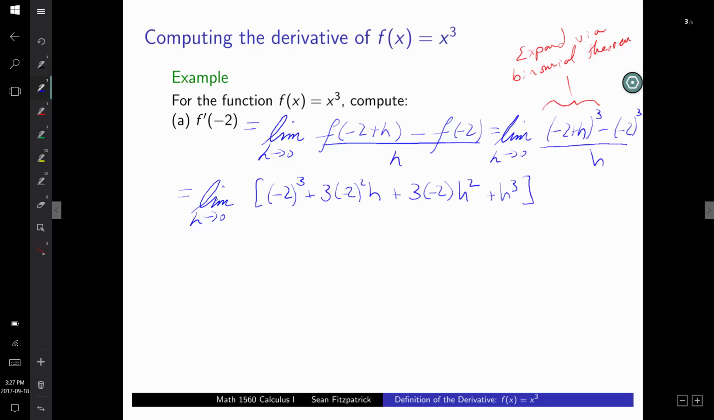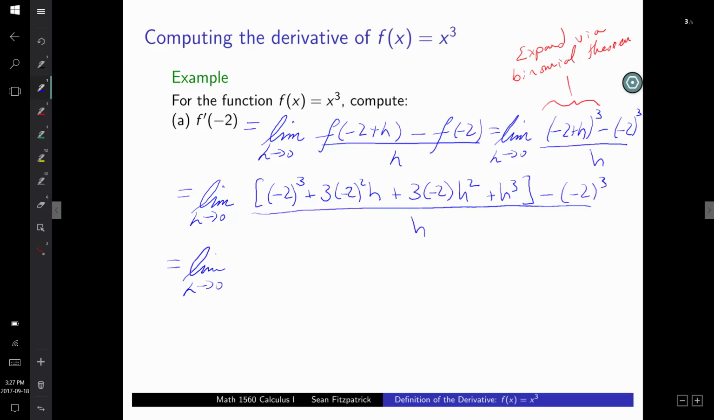There's my cube. There's a 1 here, right? So really I guess I could say this 1 and a 1, but we don't bother to write those 1s. Those numbers, by the way, if you learned the binomial theorem, you'll recall come from Pascal's triangle. Okay, all divided by h.